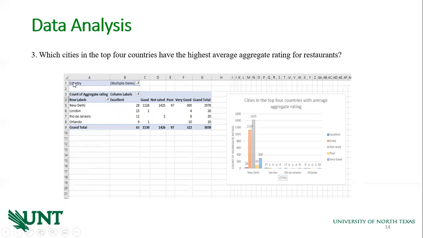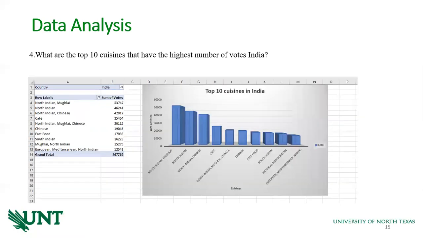And the next goal is which cities in the top four countries have the highest average aggregate rating for restaurants. All the graphs are plotted using pivot charts and pivot tables. New Delhi, Orlando, London, and Rio de Janeiro are the cities from India, United States, United Kingdom, and Brazil with the top text rating. Most of the restaurants in London and Rio de Janeiro are rated excellent, while the restaurants in New Delhi and Orlando are rated as good and very good, respectively.